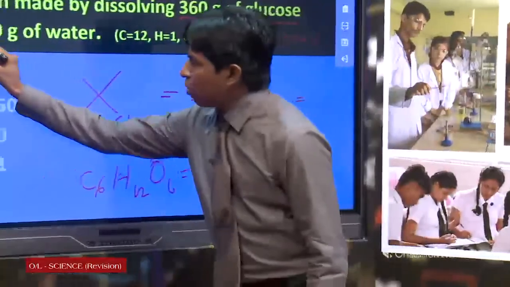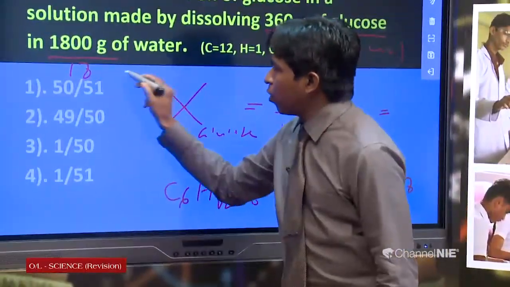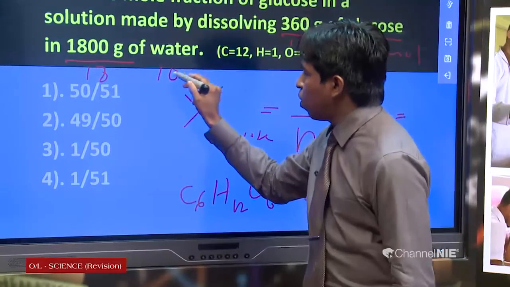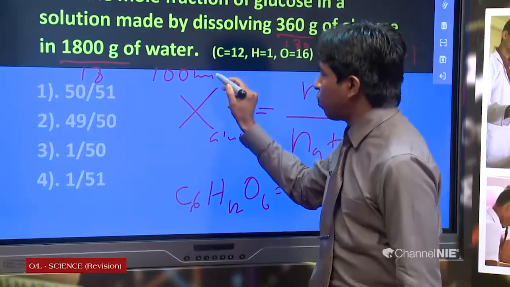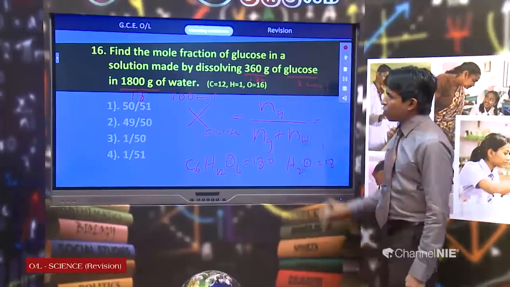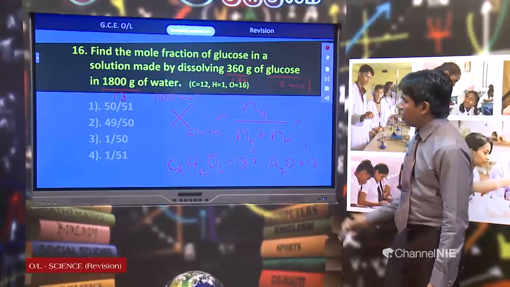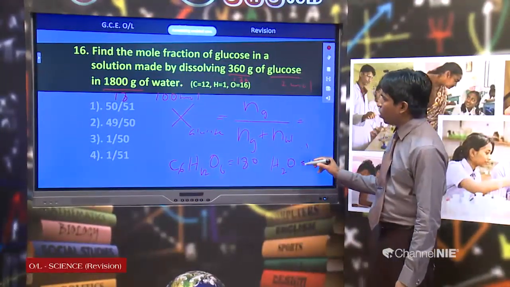When you divide water by 18 grams per mole, you get 100 moles. So, we know the number of moles of each: glucose 2 moles, water 100 moles. So, how do we find the mole fraction of glucose?